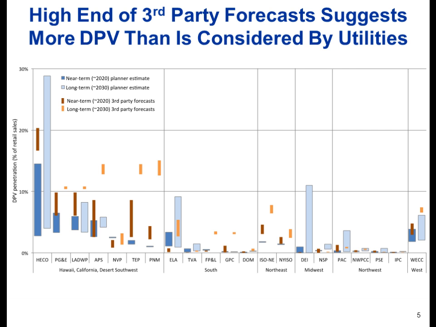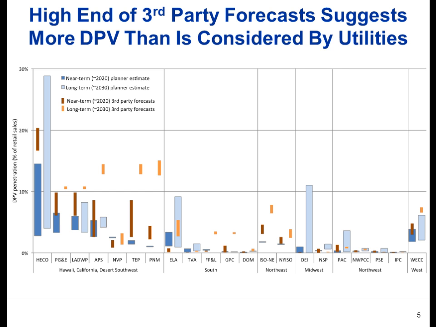In contrast, some other utilities considered a broad range of potential DPV forecasts, reflecting the uncertainty in future deployment rates, even in the near term, or the desire of planners to understand the impact of higher rates of adoption. Less than half of the utilities consider DPV penetration levels beyond 1% of sales by 2020, even at the high end of their expected ranges.